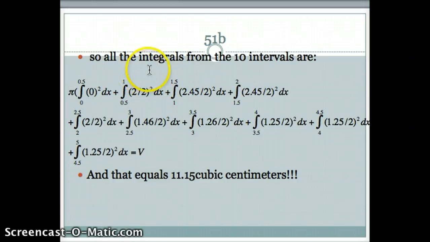So then I squared it because that's what the volume formula asked for. And then I did this for the rest of the intervals, and I multiplied it by pi because it's rotating over the x-axis. And so I calculated this to be 11.15 cubic centimeters. So that's the left-hand approximation.